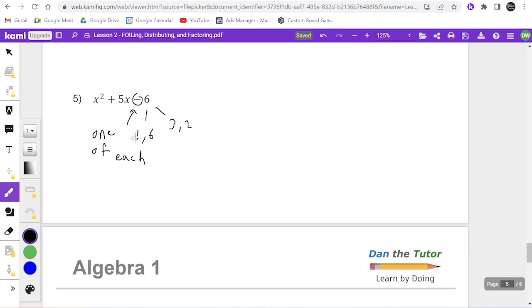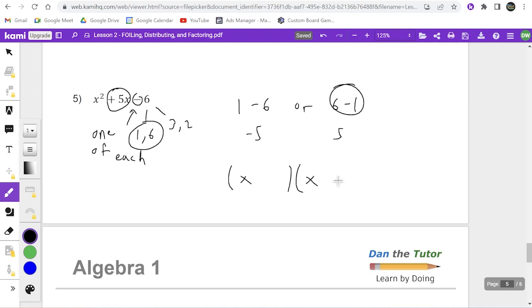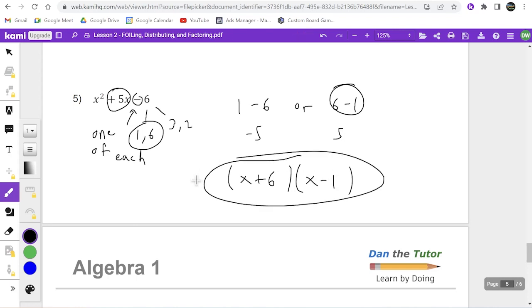So for instance, 1 minus 6 is 5 or negative 5. And that looks like the right one right there because we want the 5 in the middle. So it's either going to be 1 minus 6 or it's going to be 6 minus 1. Well, 1 minus 6 is negative 5. 6 minus 1 is positive 5. I want positive 5, so it looks like 6 minus 1 is correct. So in other words, when I build my factors like this, I'm going to say x plus 6 and x minus 1, and that's it. Any questions on that one?